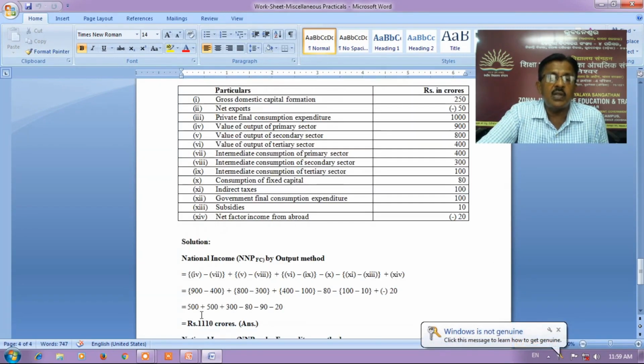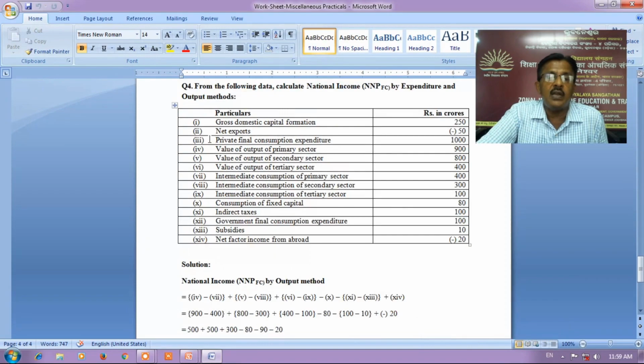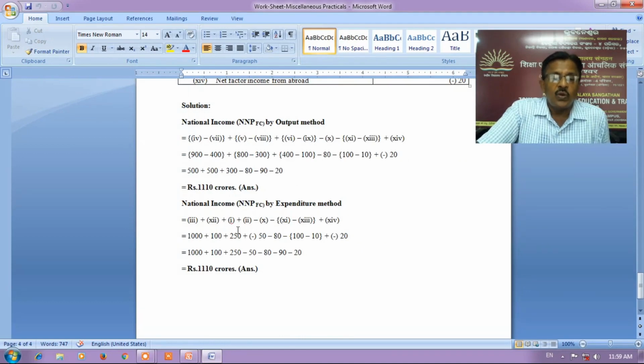Then national income by expenditure method, that is NNP at factor cost. So what is item number 3? Private final consumption expenditure. What is item number 12? Item number 12 is government final consumption expenditure. What is item number 1 and item number 2? Gross domestic capital formation and net exports. These are the items related to the expenditure method. Then minus 10.